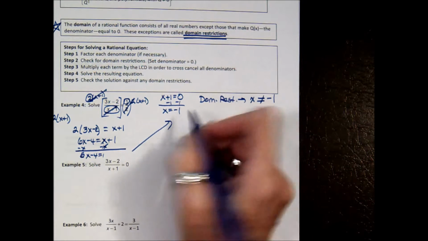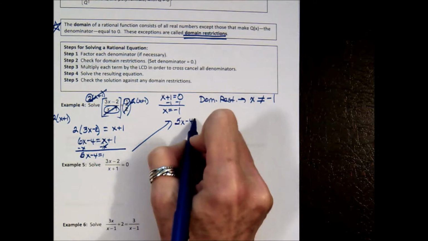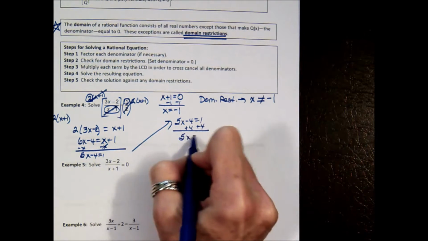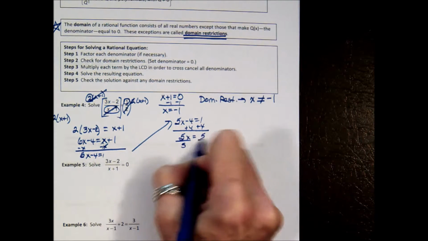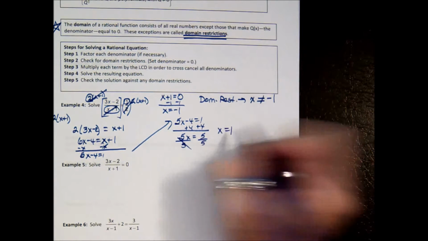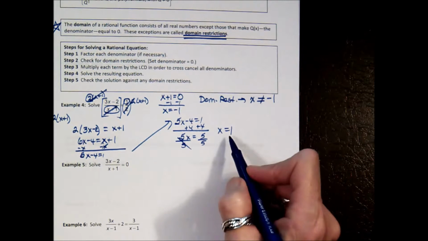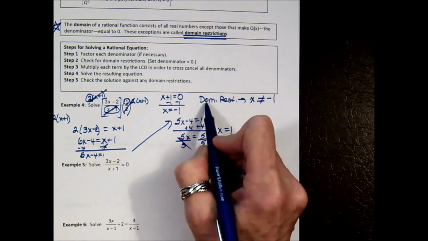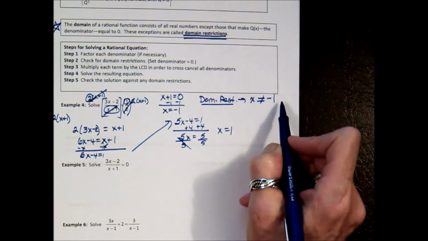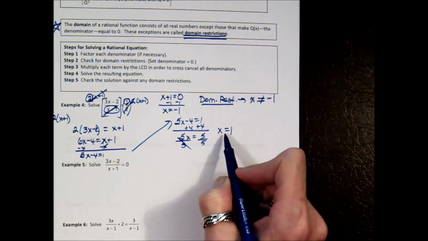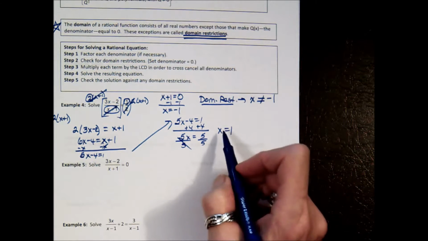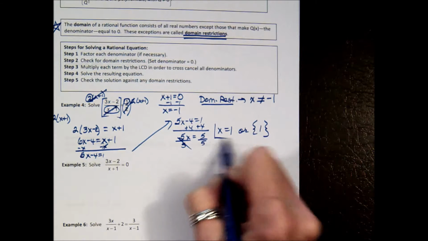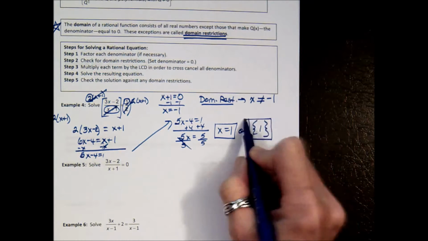We will continue up here. 5x minus 4 equals 1. Get my numbers on the other side. Divide by 5, and I get x equals 1. Now, the question is, is x allowed to be 1? Well, since the domain restriction is x can't be negative 1, it certainly can be 1. And so our solution is x equals 1, or you can write it like this. This is showing it as a set, the set whose member is 1.